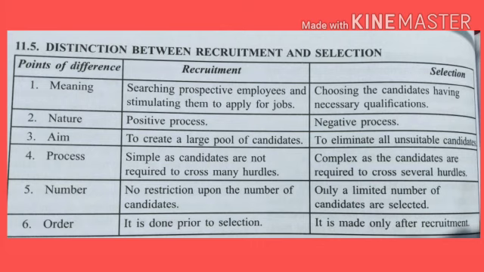On the basis of number, in recruitment, there is no restriction upon the number of candidates. On the other hand, in selection, only a limited number of candidates are selected. Now, on the basis of order, recruitment is done prior to selection. On the other hand, selection is done only after recruitment. These were the differences between recruitment and selection.